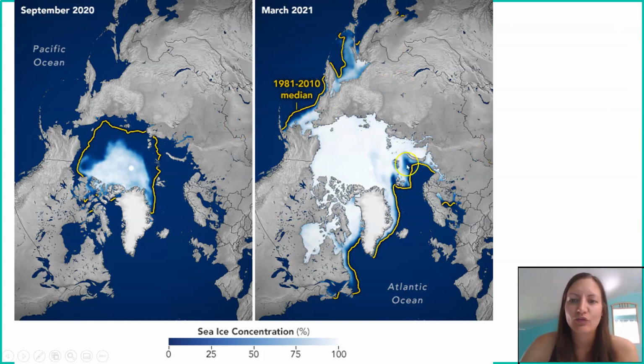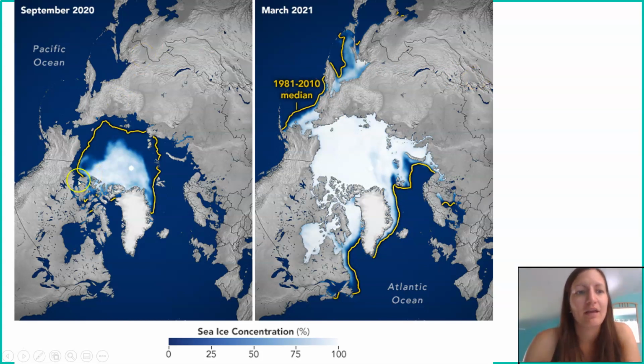This yellow line is representing where the Arctic typically is. So the average width, or average diameter or extent of the Arctic. And then the white is showing this past March. Okay, here's what it actually was. And you can see, yes, it is declining, but not that much. It's not drastic.